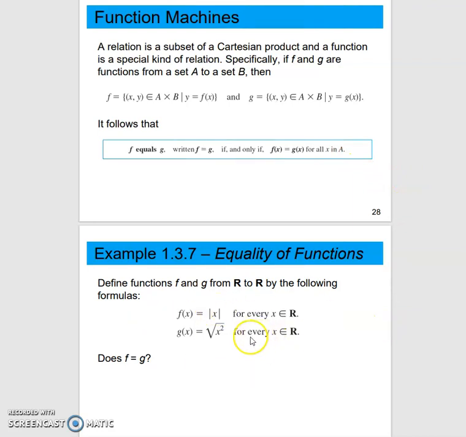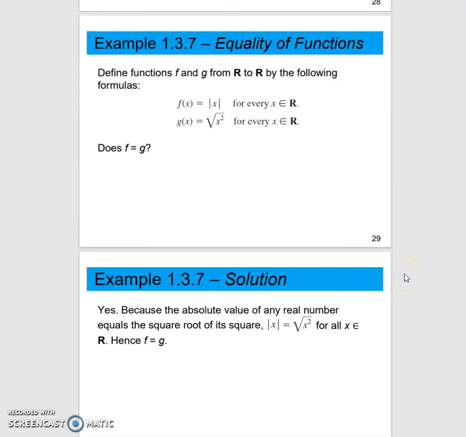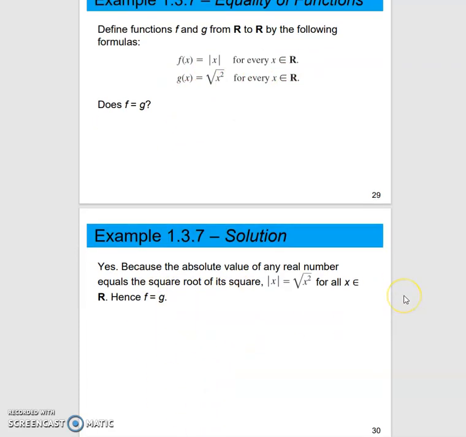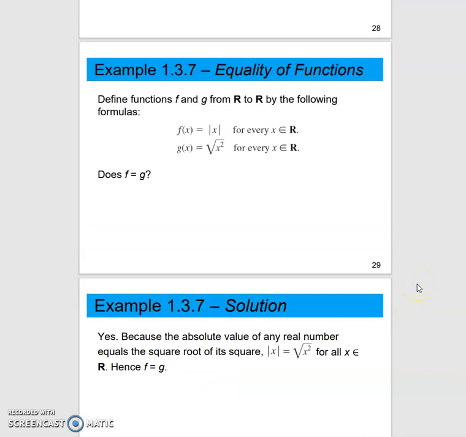So let's look at these two functions. f of x is the absolute value, and g of x is the square root of x squared. Do those two things actually equal each other? We would say yes. Every single number we put in there, every single real number, we will get the same value out. So we will say that yes, those two functions are equal to each other. And that is everything in section 1.3.